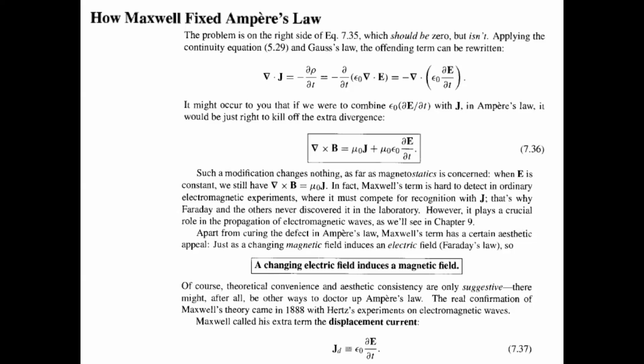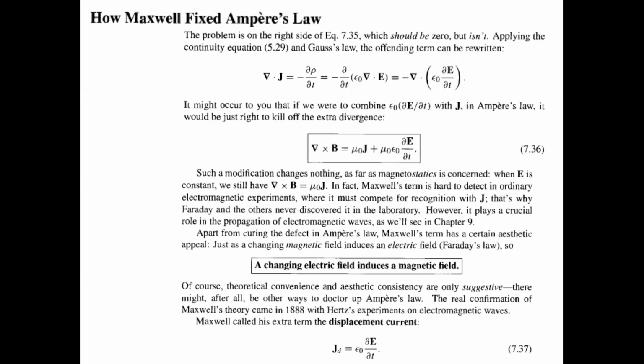In fact, Maxwell's term is hard to detect in ordinary electromagnetic experiments, where it must compete for recognition with J. That's why Faraday and others never discovered it in the laboratory. However, it plays a crucial role in the propagation of electromagnetic waves, as we will see in a later chapter.